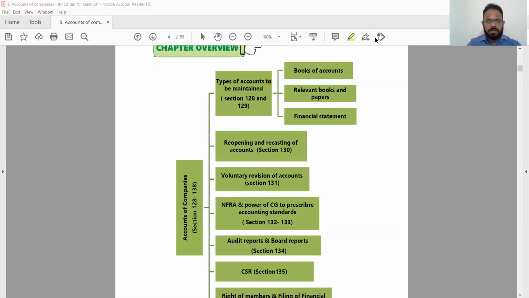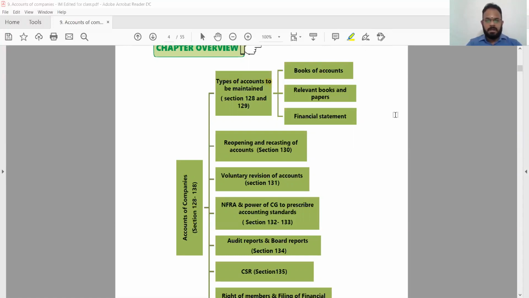For the accounts of companies, the first part is this video. The first part will start from your books of accounts. If you see the whole chapter, it starts from section 128 till 138. Starting from books of accounts till internal audit, it will cover everything. Sections 139 to 148 will cover your audit and auditors. That's your next chapter, so let's go chapter by chapter. Now we are in part number 1 of your 9th chapter, which is called accounts of companies.